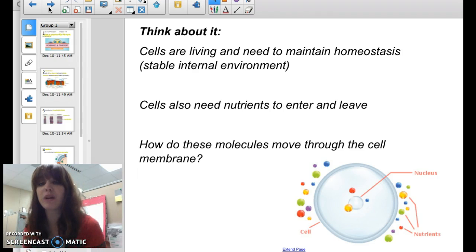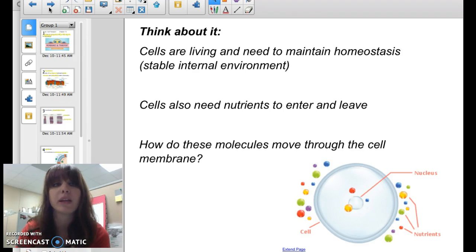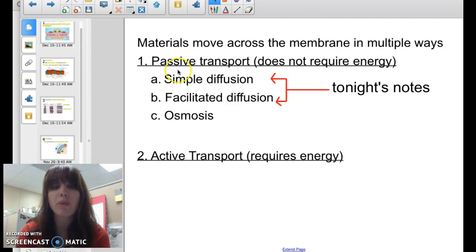And so then how do molecules actually go through this cell membrane? So there's a couple ways, but we are only going to focus on these first two here. So there's a couple ways that they can go through, either without energy, which is called passive transport, or active transport, which is requiring energy. This part down here, this is what we'll learn next week. Tonight we're just going to focus on these two processes that don't require energy, called simple diffusion and facilitated diffusion. And then on Monday, we'll learn about osmosis.